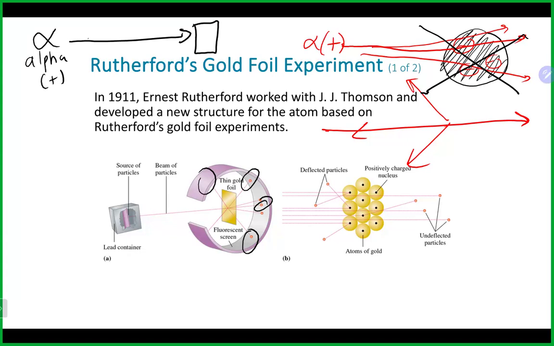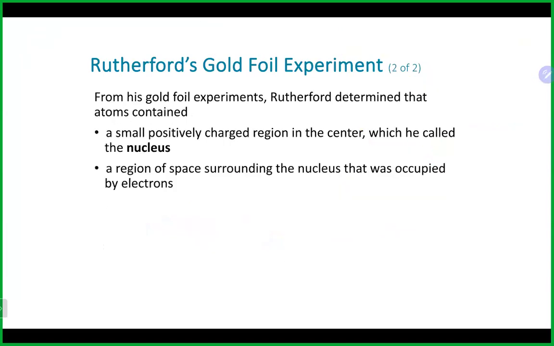Now, if all my positive charge was concentrated in this area, and I take my pen and throw it, it most likely is going to bounce back at me, right? Because it's not going to be able to pop through. It's just too much positive charge in there. And that's basically what they discovered from their experiment. They decided that the plum pudding model was really not correct, so they had to come up with a new model of the atom.